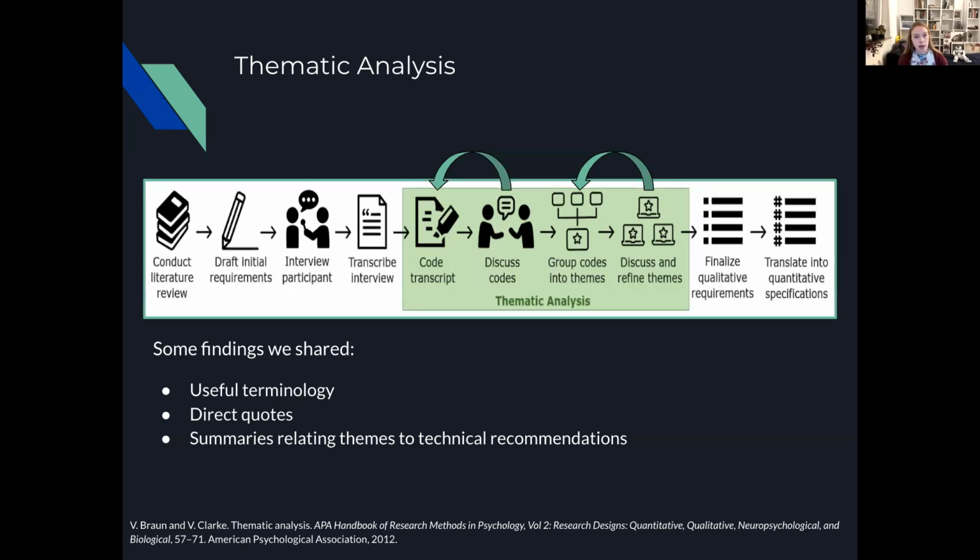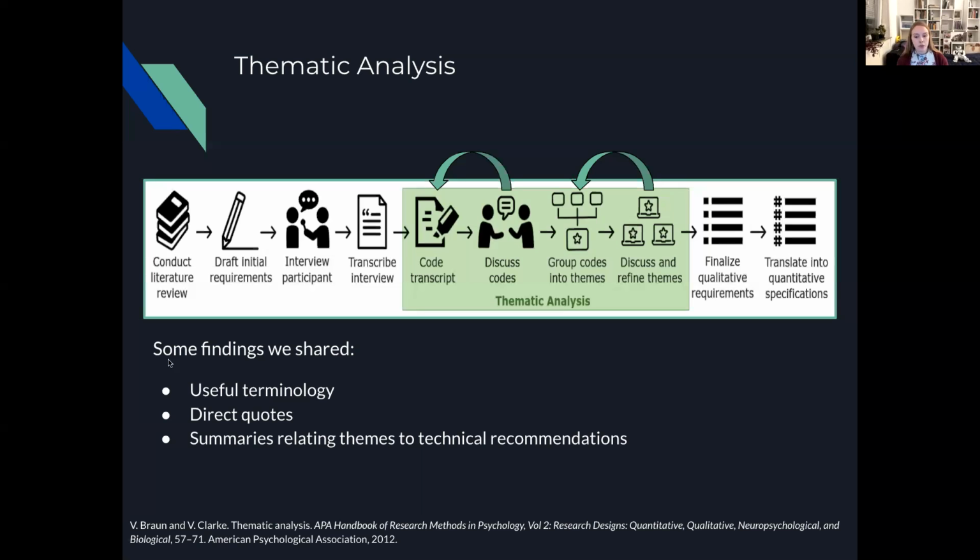And additionally, when it came time to aggregate these codes into themes, we worked on it separately. And then we came together and talked about what we thought the most important things were, what codes grouped together and made sense. So that was really helpful. Additionally, with thematic analysis, we were able to share some useful things like terminology that the specialists used that readers might not know yet. We were able to use direct quotes to illustrate key concepts really beautifully. And we provided summaries showing how the themes directly related to sensor and robot recommendations.